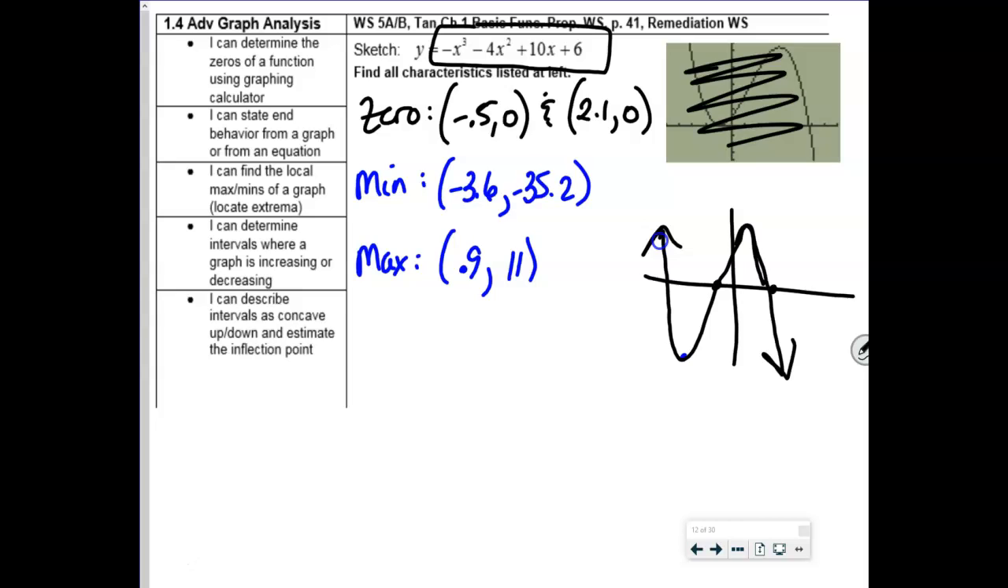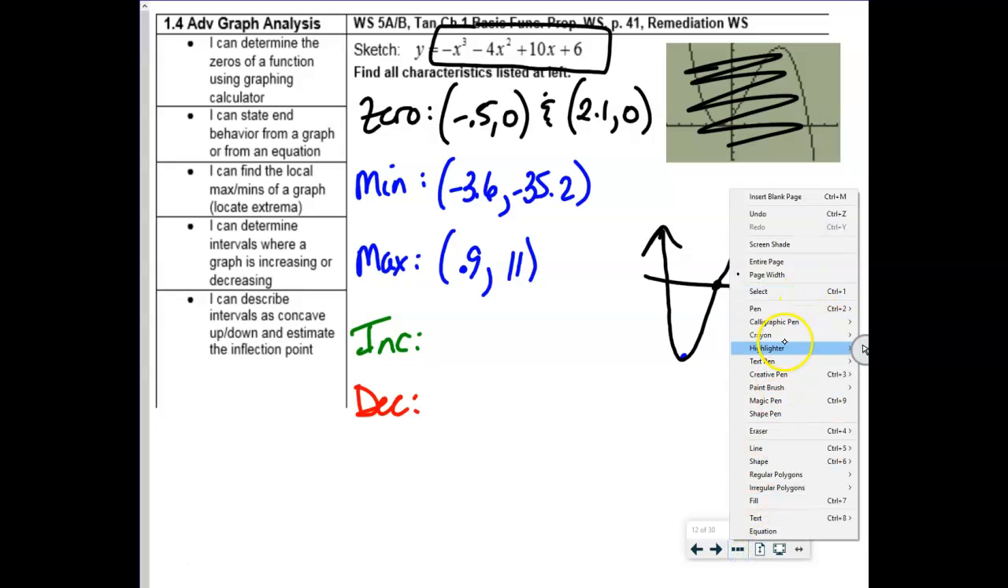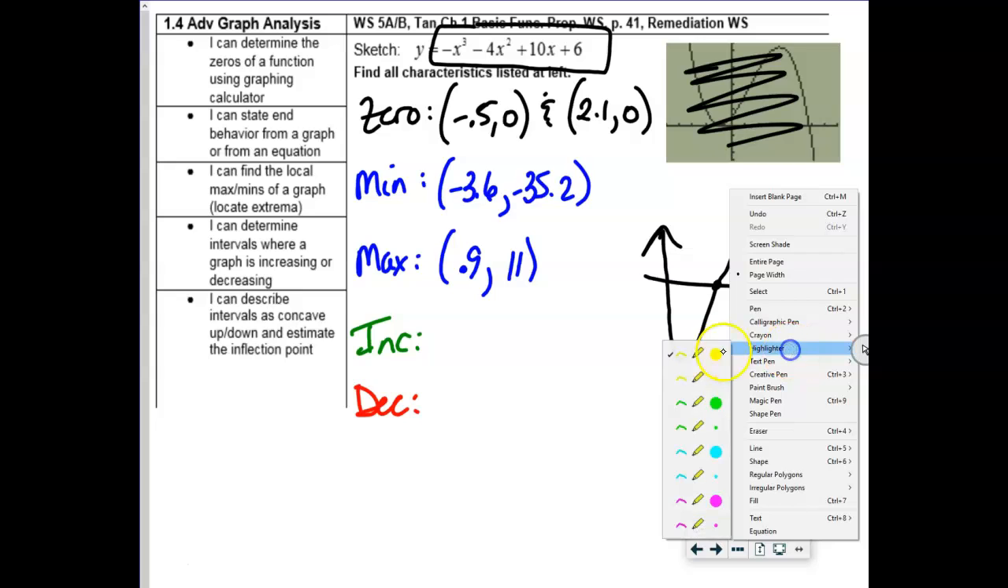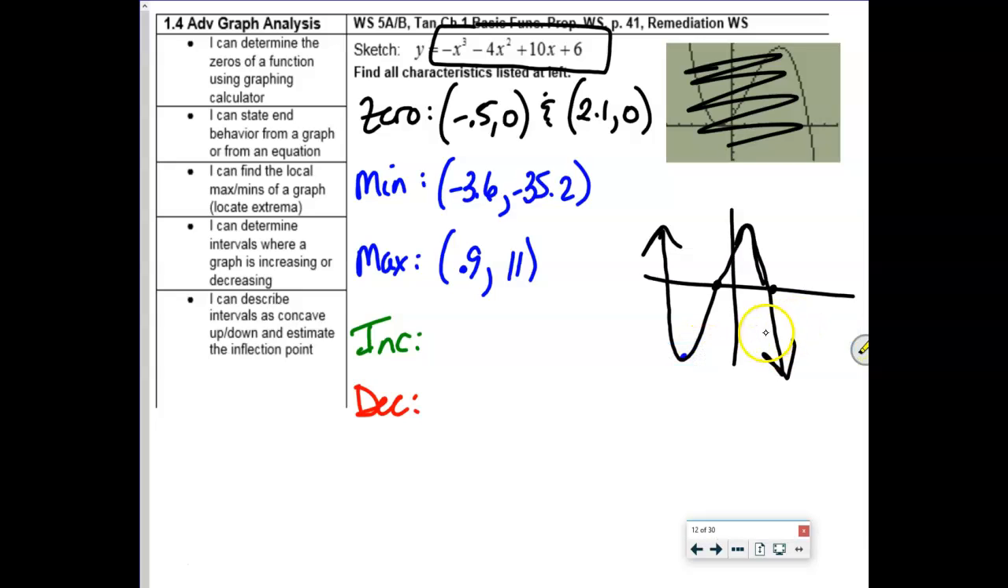Now, I'm about to ask you about increasing and decreasing intervals. Before I start talking about intervals, what should I do? What's always worked for you guys? You've busted out the highlighter and done what? What are you going to highlight, though? X value. Of whom? Of everything. Not everything. Zeros. I don't care about the zeros.